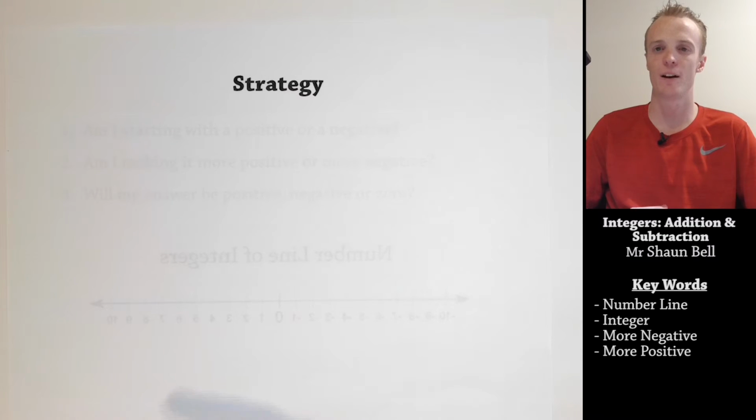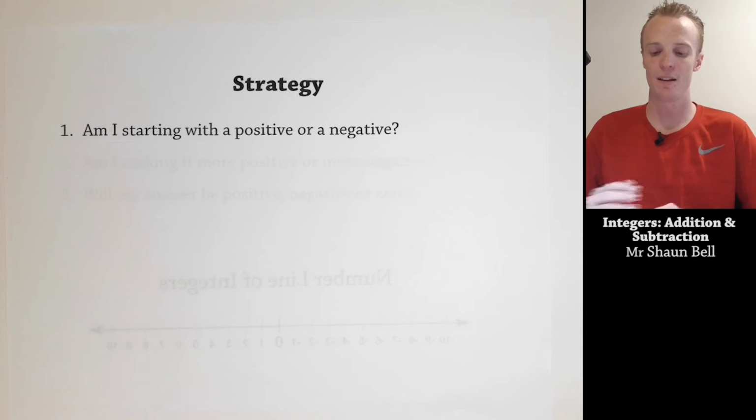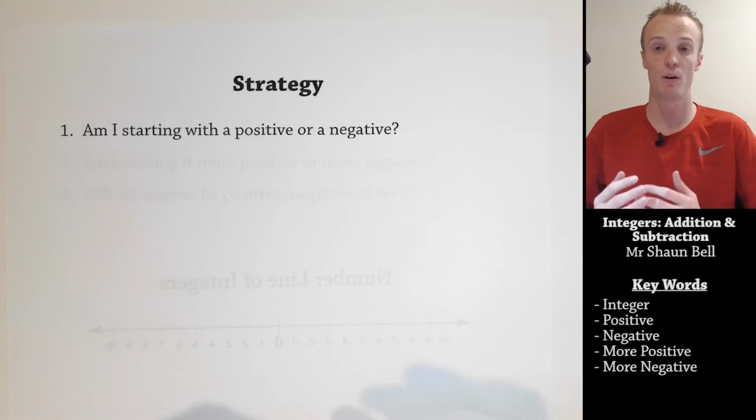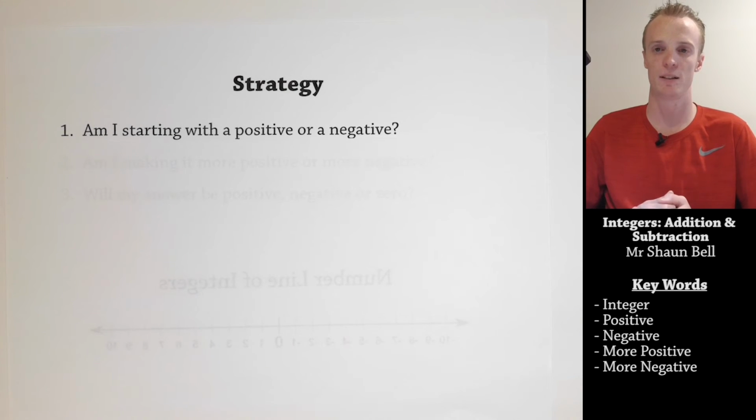Now we have identified the 2 key rules and discussed the different scenarios, let's think about a little strategy that can assist us when solving these problems. In our first step, we think about whether we're starting with a positive or a negative value. We can do this by looking at the symbol in front of the first integer. If that has a negative in front of it, then it's going to be a negative value. If it doesn't have a symbol, it means that it's a positive value.